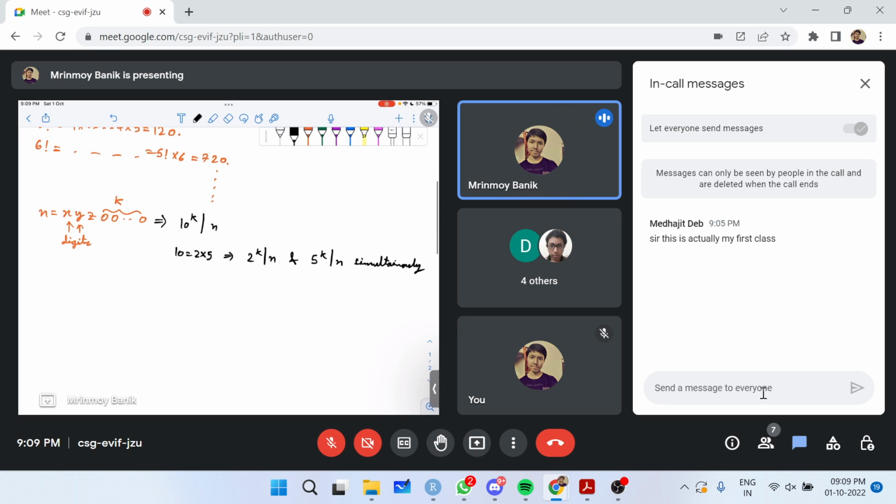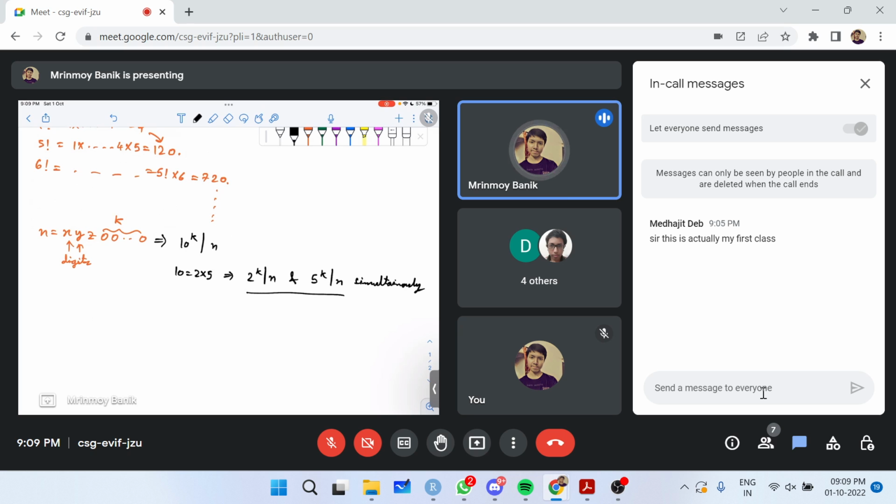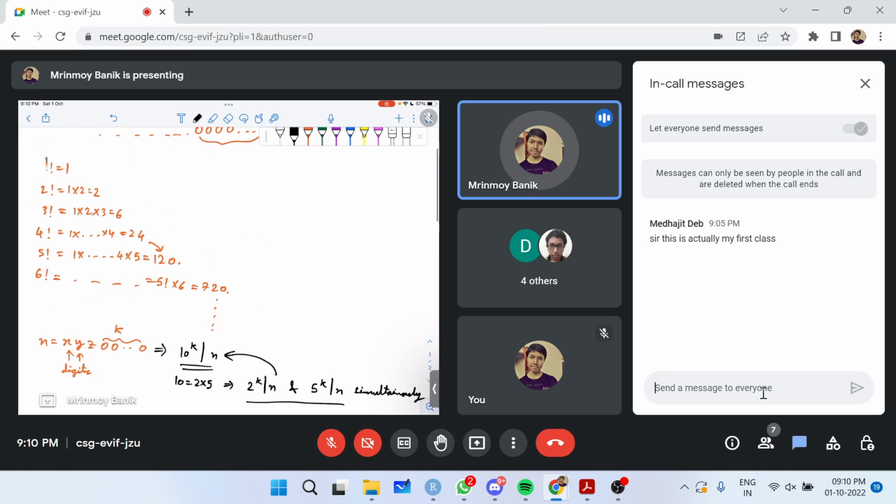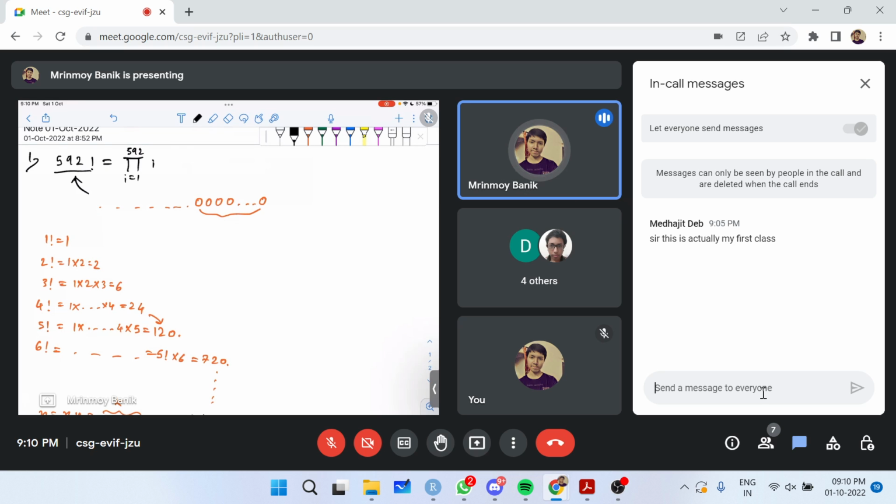So we can use this fact, and the reverse is also true. Like if 2 to the power k and 5 to the power k divide n, then 10 to the power k divides n. That means there are k zeros at the end of n. So here we have a number, 592 factorial. So we will just check for the number of factors of 2 and the number of factors of 5 in this number.